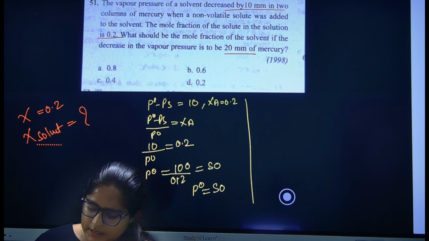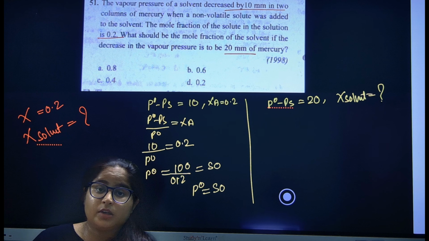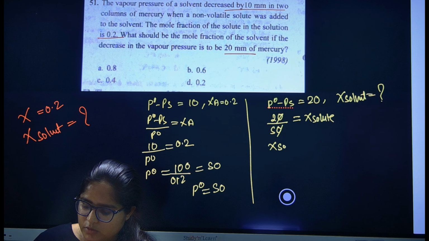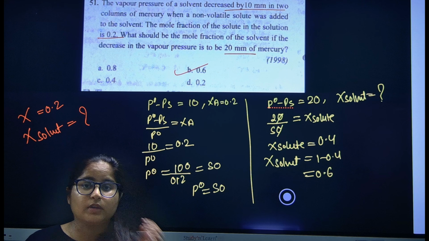Now let us see the second condition. The vapor pressure is now decreased by 20 mm of Hg, so P naught minus Ps is 20. Now they are asking for the mole fraction of the solvent, not the solute. So here you will subtract from one. 20 by P naught, which we calculated as 50, will be equal to the mole fraction of solute. So the mole fraction of solute is 0.4. So the mole fraction of the solvent will be 1 minus 0.4, that is 0.6. So option B is the right answer.